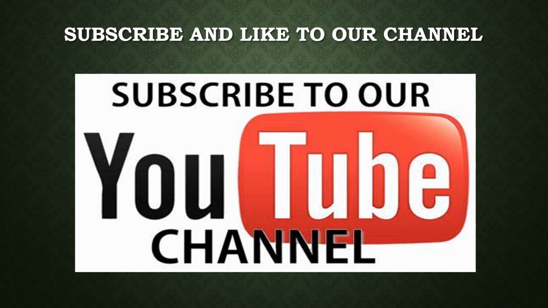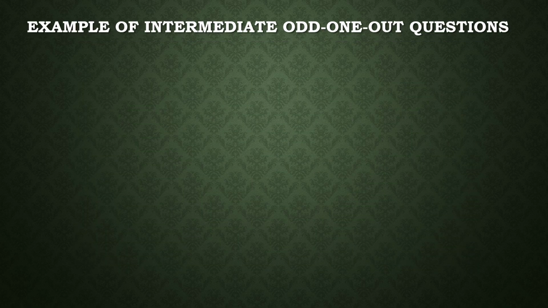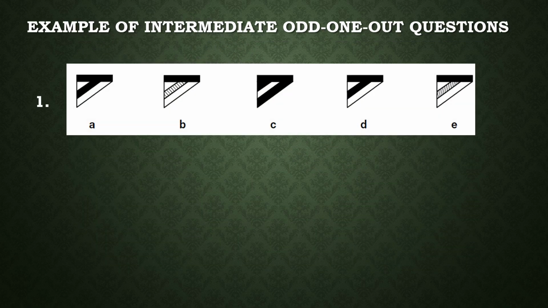So now let's start looking into the medium complexity level of odd one out examples. In the very first example, we need to find out what the pattern is and which one figure is not following that particular pattern or rule.